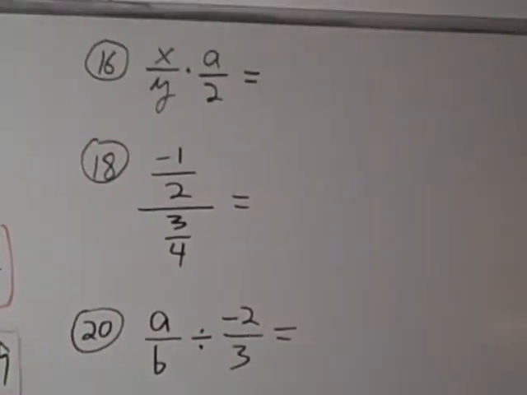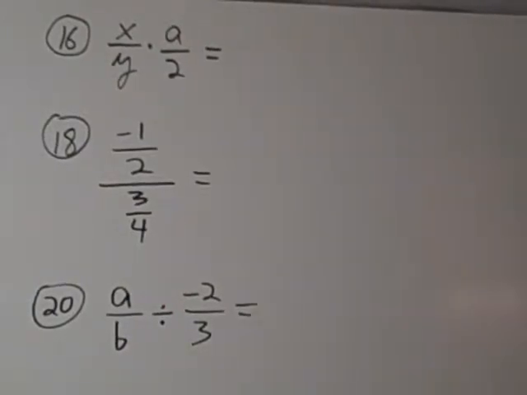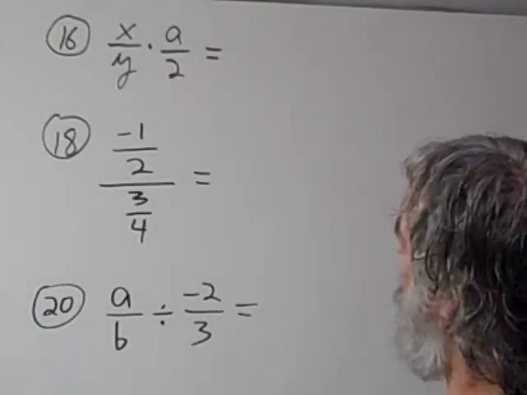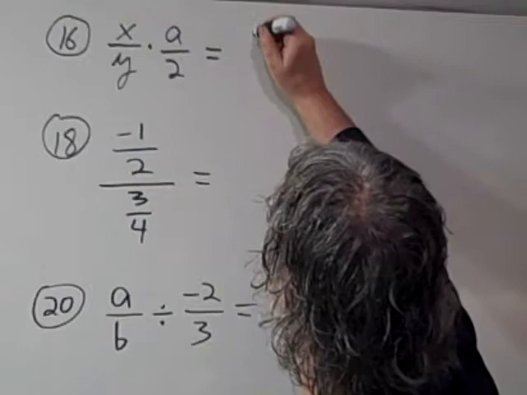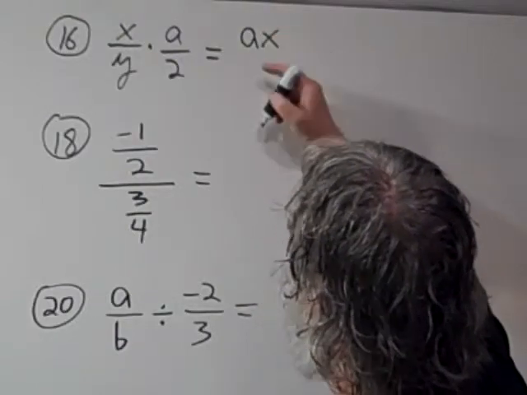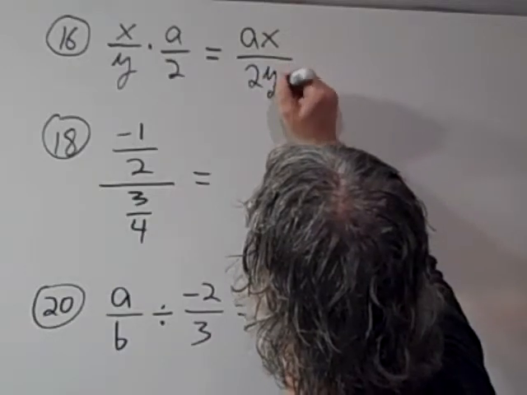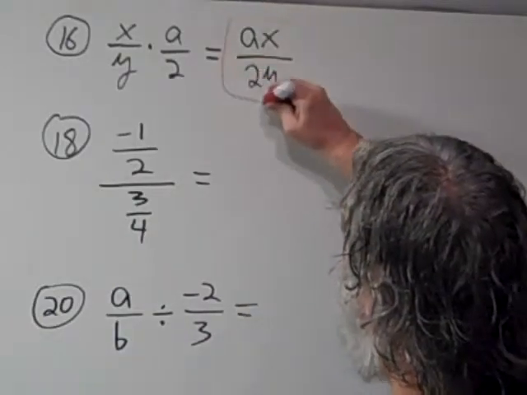Now for number 16, no common factors upstairs or downstairs, so we can just multiply through. And so we have x times a, or ax, in alphabetical order, and 2y. Y times 2, we usually write as 2y. So x times a is the same as a times x, remember.